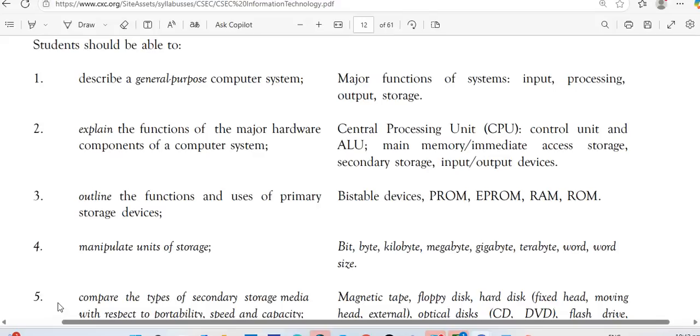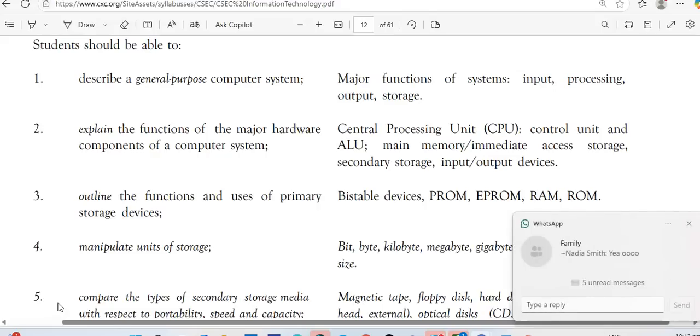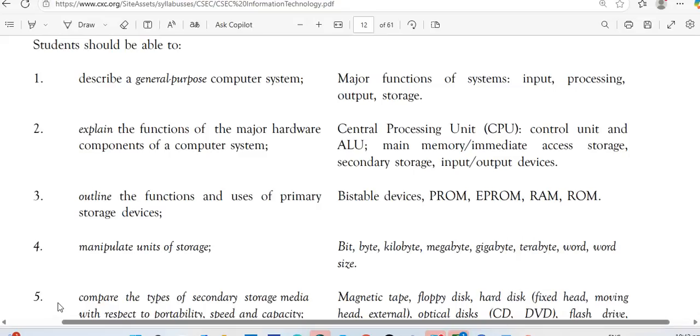A bit can have a value of either 0 or 1. A byte is a group of 8 bits. A byte is used to represent a single character of text or other types of data. A kilobyte is equal to 1024 bytes. A kilobyte is a unit of measurement for digital information. A gigabyte is equal to 1024 megabytes. A gigabyte is a larger unit of measurement for digital information.